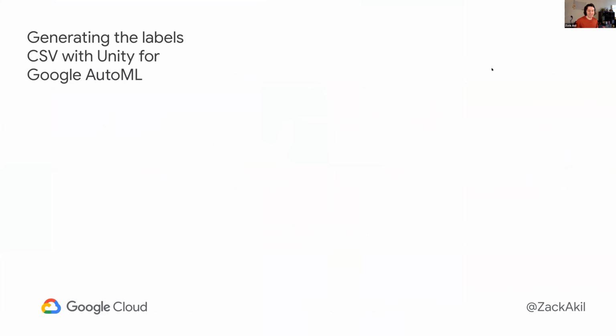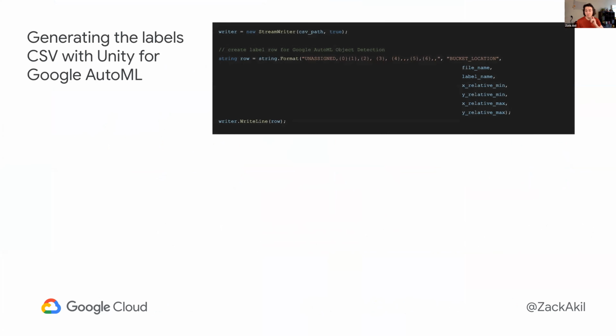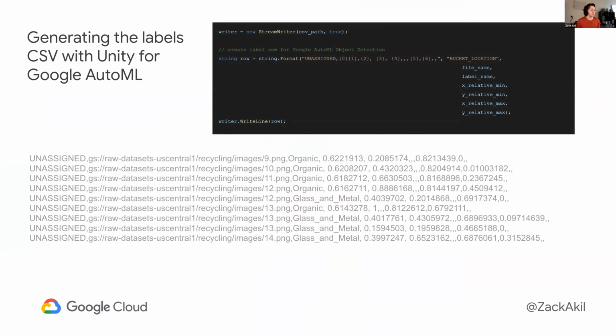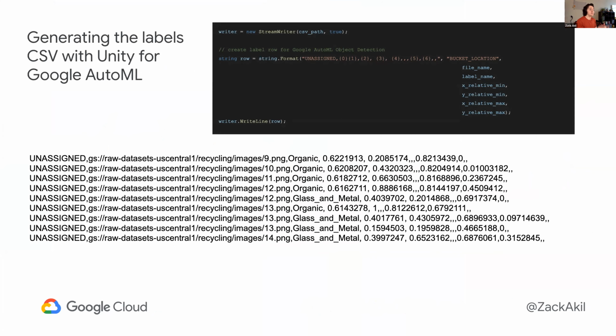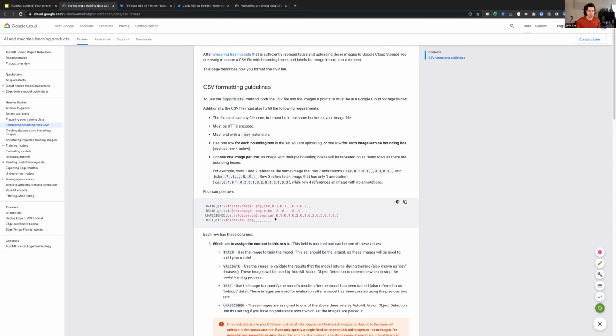How to actually take these boxes and generate them into a CSV file. Again, it's all just C# in Unity. So given that generated rectangle, I can turn that into this line in a CSV file and write it out. And this is what the labels actually look like, and this is the format that Google Cloud AutoML takes. If you're interested in more, there's a link and it goes over this format. I believe this is a standardized format for object detection.